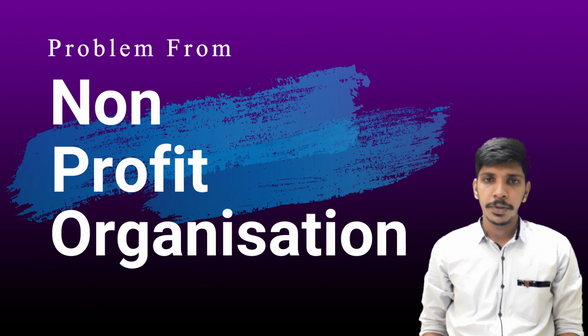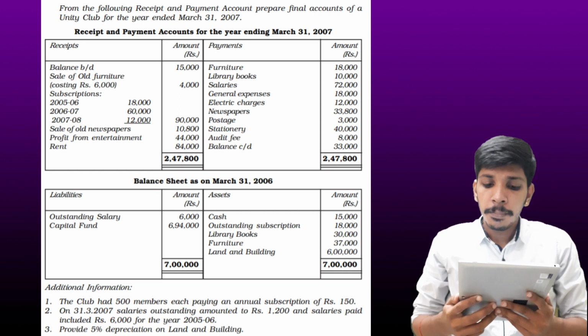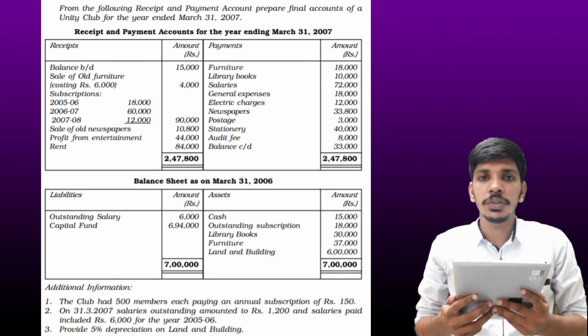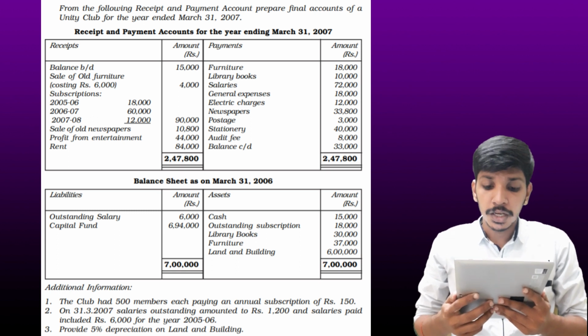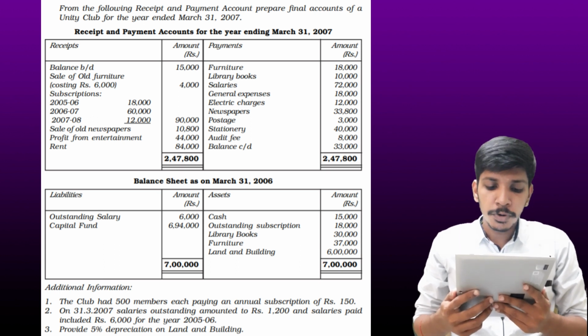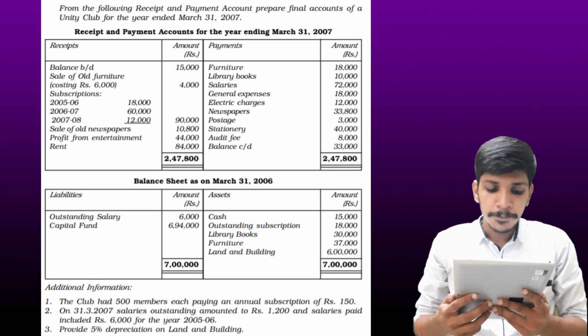In today's discussion, we will be discussing a problem from NPO which goes like this. From the following receipts and payment account, prepare final accounts of a Unity Club for the year ended 31st March 2007. Receipts and payment account for the year ending 31st March 2007. Receipt amount, payment amount. Balance brought down 15,000. Sale of old furniture costing rupees 6,000, rupees 4,000.